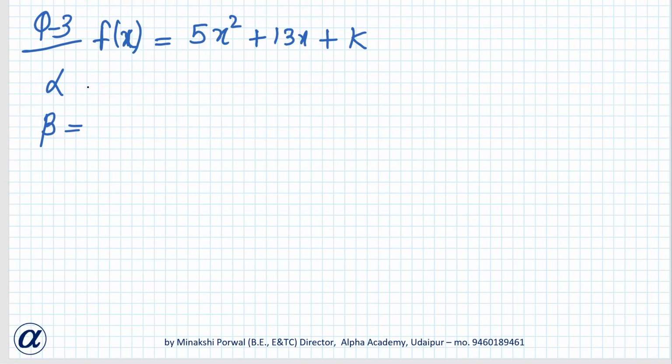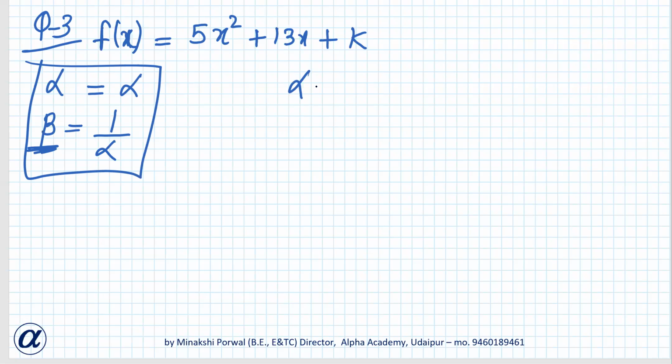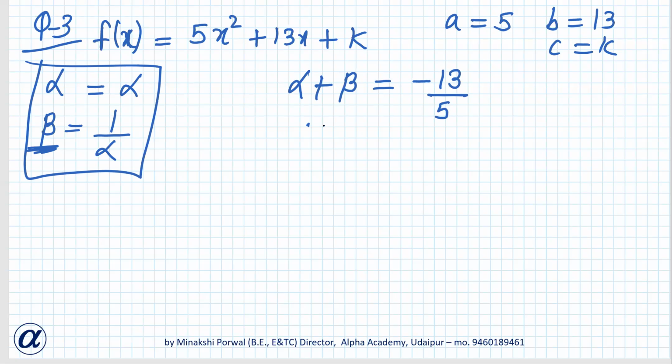If one root is reciprocal of another, means one zero is alpha and other zero which is beta is equal to 1 upon alpha. Okay. Now this we will substitute later. First of all, we'll write the value of alpha plus beta. Alpha plus beta is minus b by a, a is 5, b is 13 and c is k. Minus b, that is 13 by a, and alpha into beta is c by a, that is equal to k by 5.